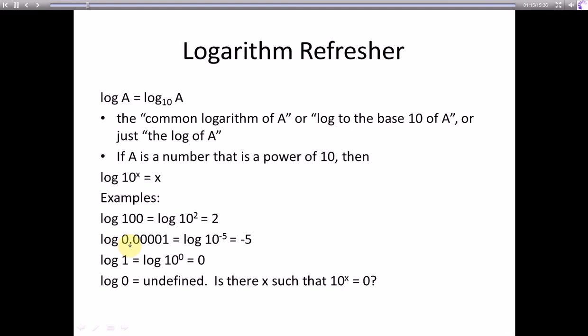Here we have the log of 0.00001, which is just simply the log of 10 raised to the negative fifth power, and that just returns the power on the 10, negative 5. Log of 1 is equal to the log of 10 raised to the 0 power, and that returns a 0. However, log of 0 is undefined. And the reason why it's undefined is that there is no number that you can raise 10 to a power of that will give you 0.